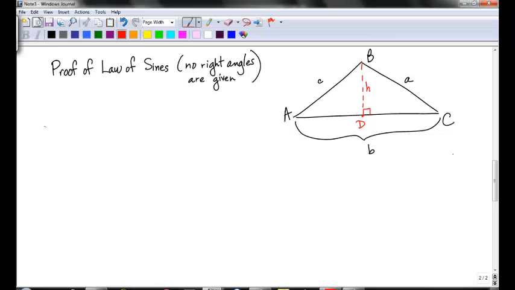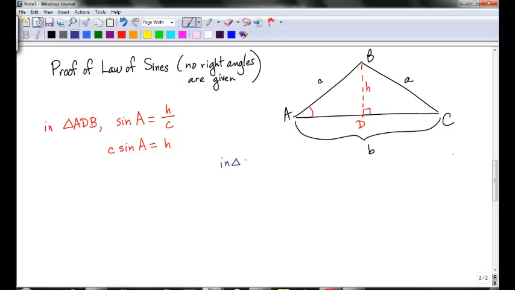So in triangle A, D, B, look at this triangle. What's the sine of angle A equal to? In triangle A, D, B, what's the sine of angle A? h over c. Now if I solve that for h, multiply by c on both sides, so I get c times the sine of angle A equals h. Leave that one for a minute.